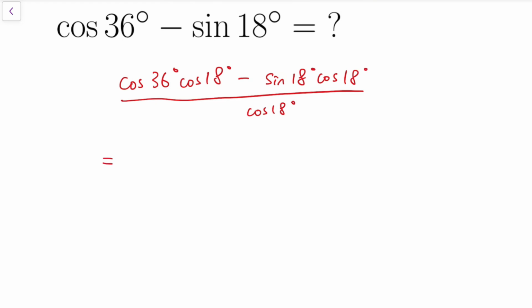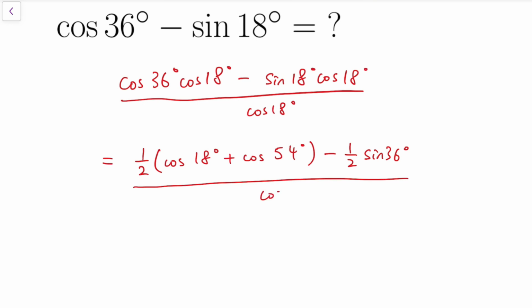Then I'm going to use the product to sum formula for the first term. For this, we will get 1/2 of cosine difference of two angles, and that's 18 degrees, plus cosine of the sum of angles, which is 54 degrees. While for the second term, I'm going to use the double angle formula for sine, which gives half of sine 36 degrees, and all of this divided by cosine 18 degrees.